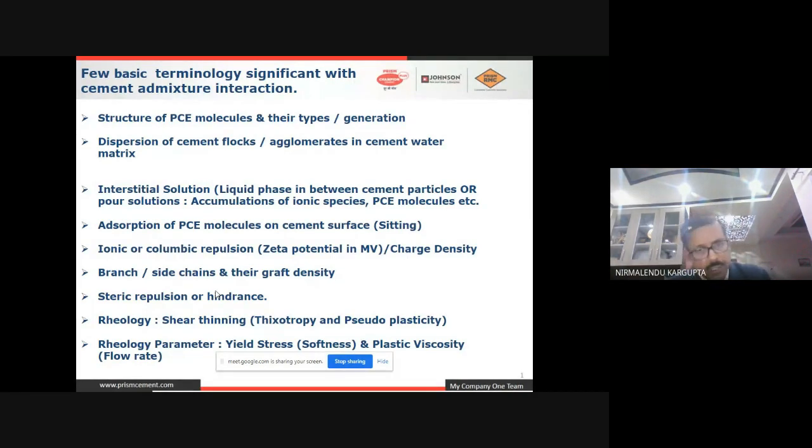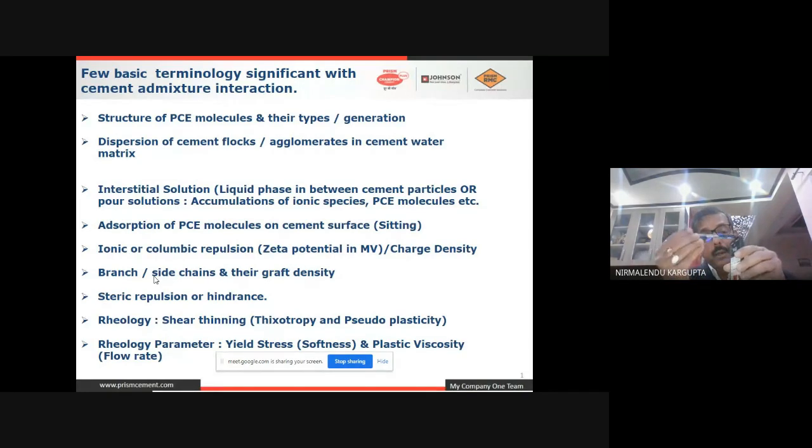It is a separate chapter. Zeta potential. So this is called adsorption, and this is ionic and Coulomb repulsion, which is called zeta potential and charge density. And some PC molecules where you will find some branch chains. Suppose this is a trunk polymer, and this is a branch chain, at 90 degrees to it.